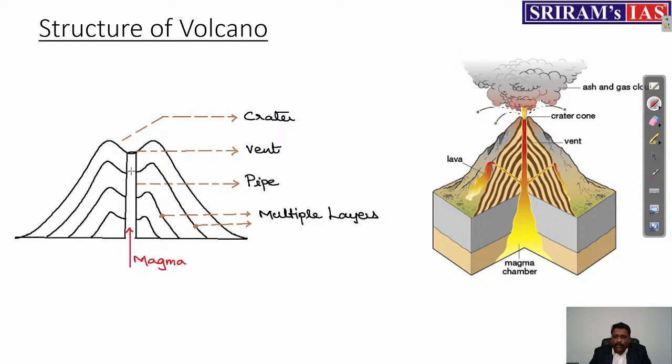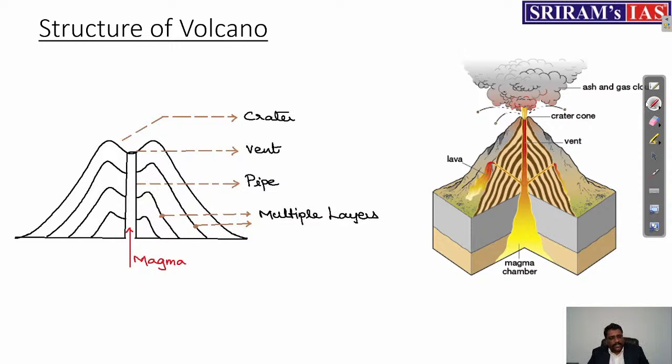Similarly, any volcano you take, you will have a well-defined path for the movement of magma to reach the surface of the earth. You call this the pipe. And the opening of this pipe, we call the vent. I told you that volcanoes can be classified as active, dormant, and extinct. When the vent is open, you call them active. When the vent is temporarily closed, we call them dormant. When the vent is permanently closed, we call them extinct.